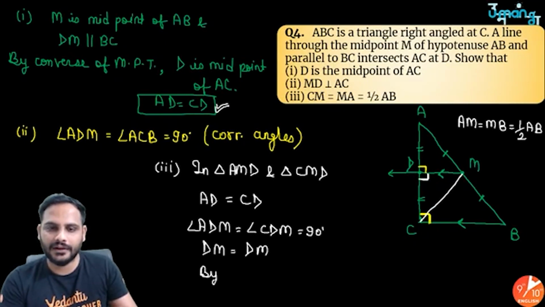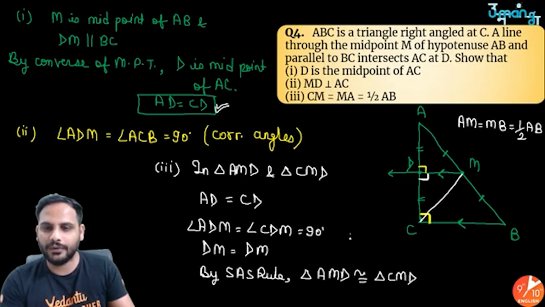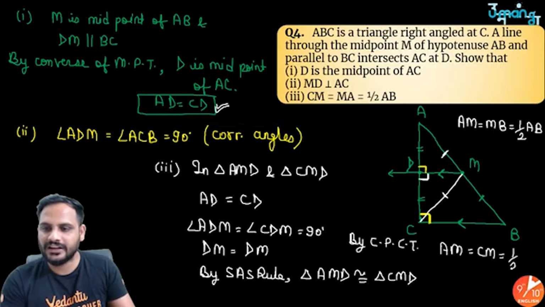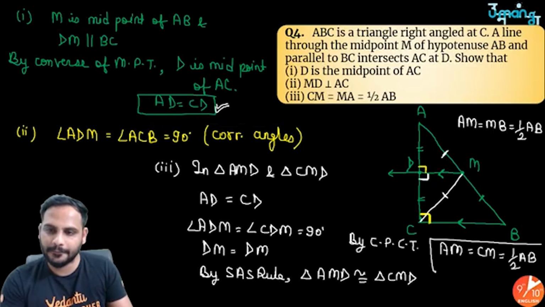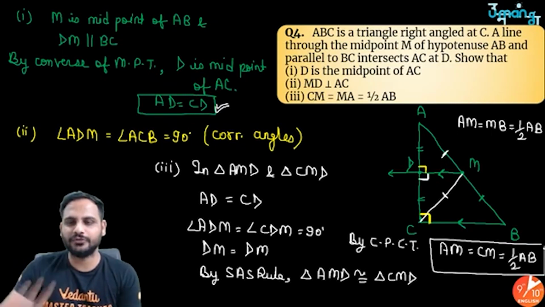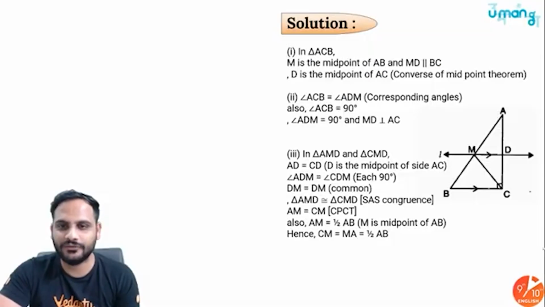So I can clearly say, sir, by side angle side rule, triangle AMD is congruent to triangle CMD, and if they are congruent, by CPCT, corresponding parts of congruent triangles, we can say AM is equal to CM. AM is equal to CM, and since AM was equal to half of AB, CM also will be equal to half of AB. Right? This is my third proof. You can clearly see, one line proof. All are one line proof, nothing else. Okay, beta. Chalo, let's go for the next question now.